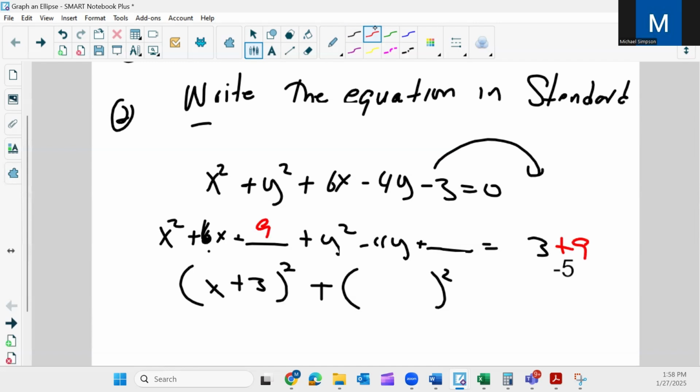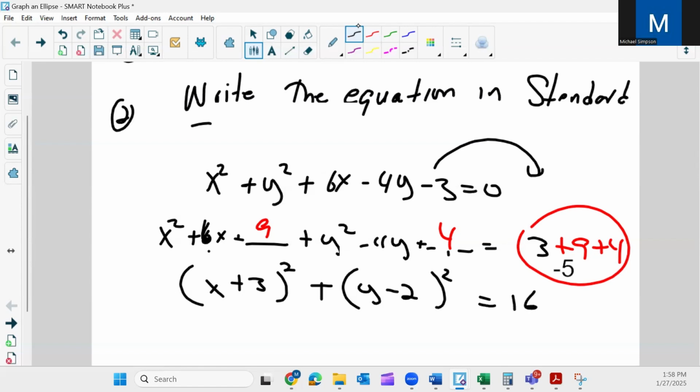Good. All right, go to the y's now. My b value is -4. -4 divided by 2 is -2. So that gives me a -2 right there. And I'm going to square -2. That gives me a +4. I'm also going to add a 4 on the other side. So when I add these numbers up now, that gives me 16. That's the answer, right?